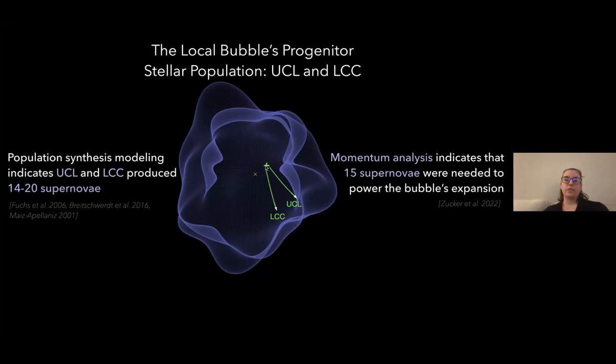And previous work has looked at population synthesis modeling of these two clusters. Through this modeling, they've argued that these two clusters have produced about 14 to 20 supernovae over their lifetimes, over the past 15 or so million years. And then if we look at how much momentum needed to be injected by supernovae in order to power the expansion of the bubble, we find that we need about 15 supernovae. And so our momentum analysis agrees with the population synthesis modeling, which is really good to see.